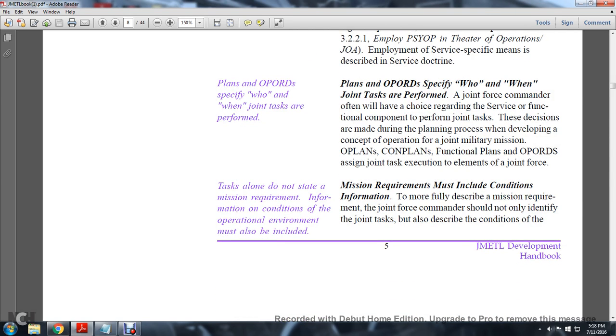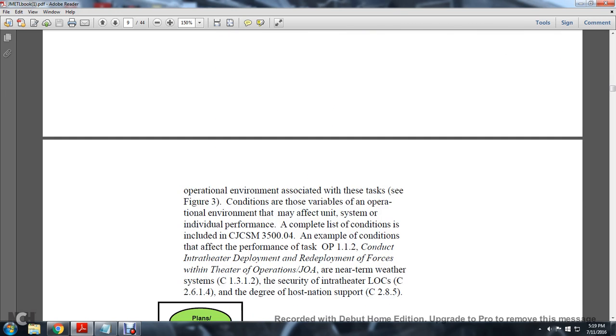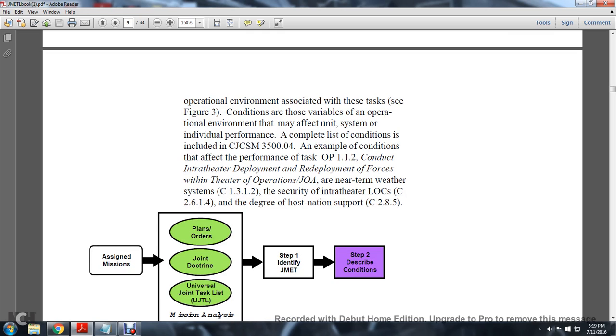The task alone does not state the mission requirement. Information on the conditions of the operational environment must also be included. To more fully describe the mission requirements, the Joint Force Commander should not only identify the joint task, but also describe the conditions of the operational environment associated with these tasks.